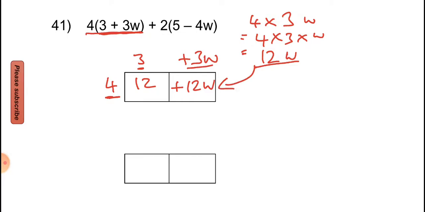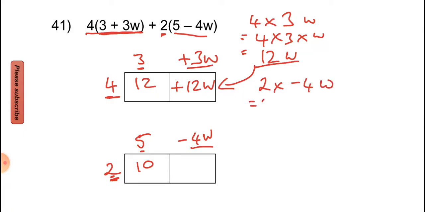Then to expand the second bracket, because I can see 2 outside the bracket, the 2 will come to the left here, and then I can see 5 minus 4w, so that will go on the top, 5 minus 4w. So here 2 times 5 is just 10, and then we have to do 2 times minus 4w, which is the same as saying 2 times minus 4 times w, which is the same as saying, well, 2 times minus 4 is minus 8, and then times w, so it will be just minus 8w.